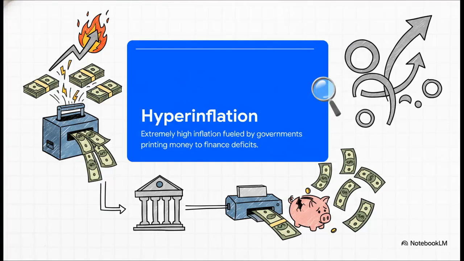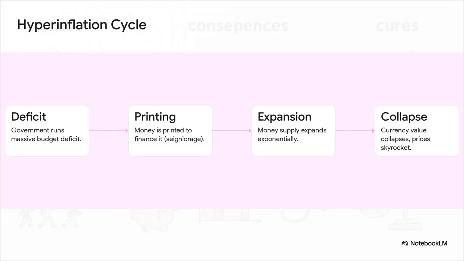Listen, hyperinflation isn't just high inflation. It is an entirely different beast. We are talking about prices doubling every month, every week, or sometimes literally every day. And it's almost exclusively driven by a government's desperate need to print money to fund itself when it can no longer raise taxes or borrow money normally. Let's walk through how this nightmare cycle actually plays out step by step.